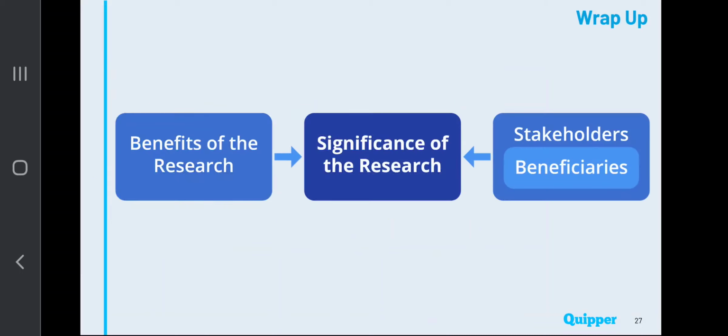Now, here is a graph to best illustrate our discussion. The benefits of the research is encompassed by the significance of the research, same as the stakeholders and the beneficiaries. So when we talk about benefits of the research and beneficiaries of the research or the stakeholders, we always rely on the significance of our research.